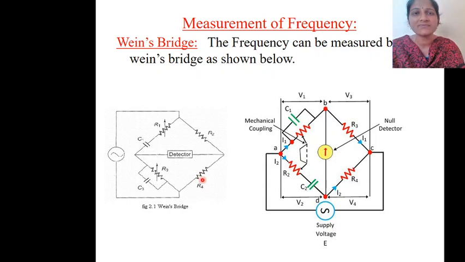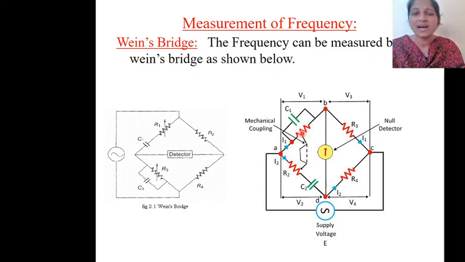Now substituting all these values in the balancing condition, that is Z1 Z4 is equal to Z2 Z3, then you can get the value of the unknown capacitance C1 and unknown resistance R1. Now while coming to the Wien's parallel bridge, this is a coupling resistor. So the R2 and R1 values will be almost the same, dependent on each other. And this is the detector here.